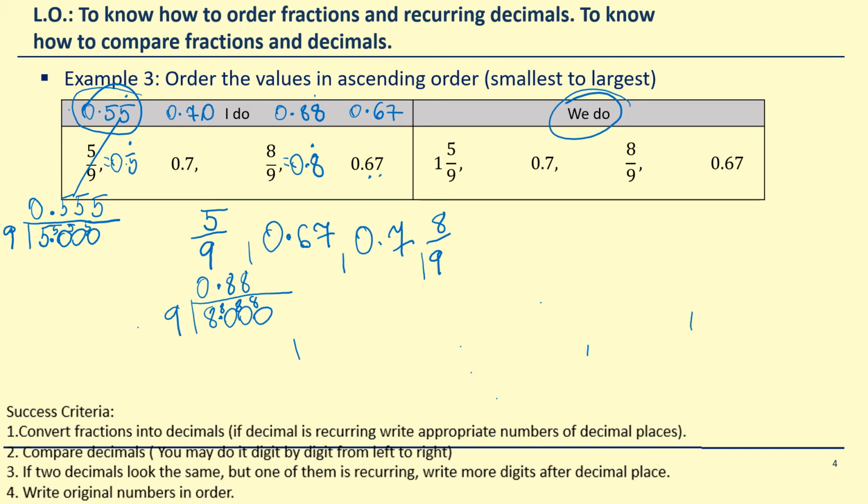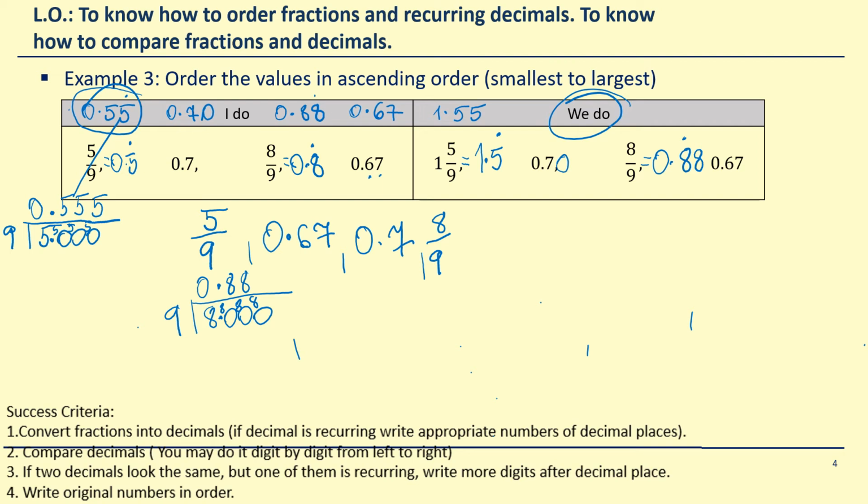Okay, so what you should have gotten here is 1.5 recurring, and this is 0.8 recurring. So again, if you want to make them have the same number of digits after the decimal point, this is 1.55, this is 0.70, this is, well, this should be recurring, so this is 0.88, and this is 0.67.